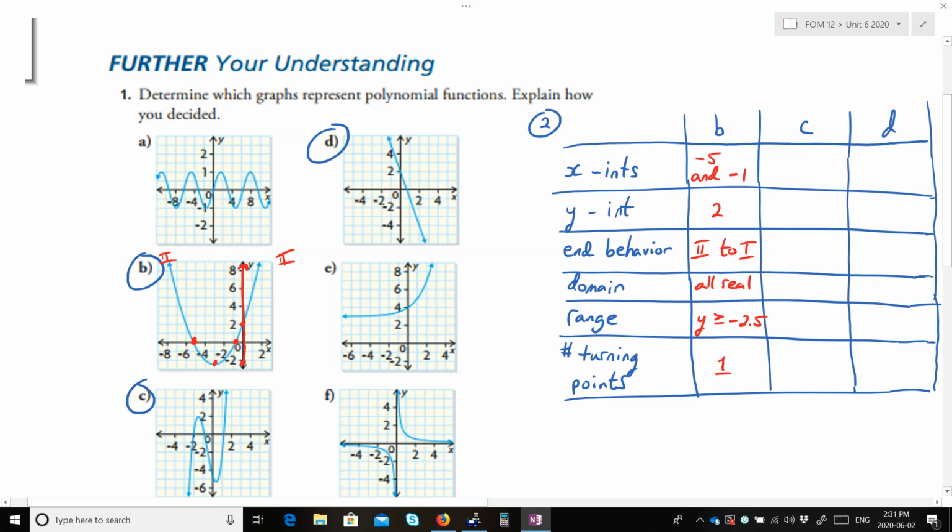Let's check the answers here for 2b. -5 and -1, 2, quad 2 to quad 1, all real. Y is greater than or equal to -2.5, and the number of turning points is 1. Good.